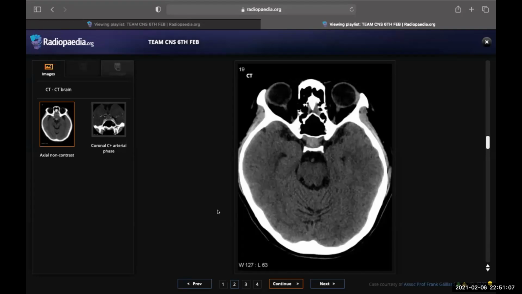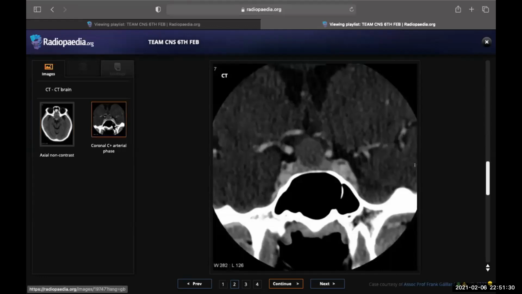Will you tell me again the location? Sellar. Okay. So what else can be in the sella? I forgot the name. Okay, no worries. The microadenoma and macroadenoma. Okay, so a pituitary lesion, right?